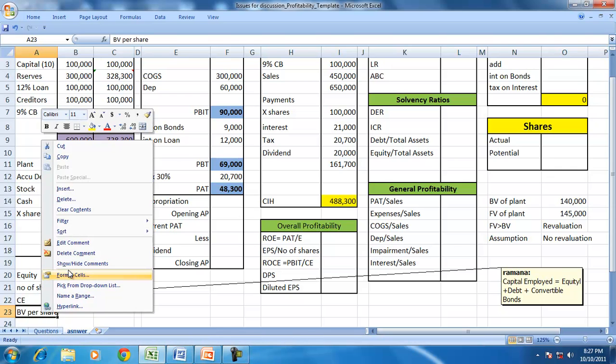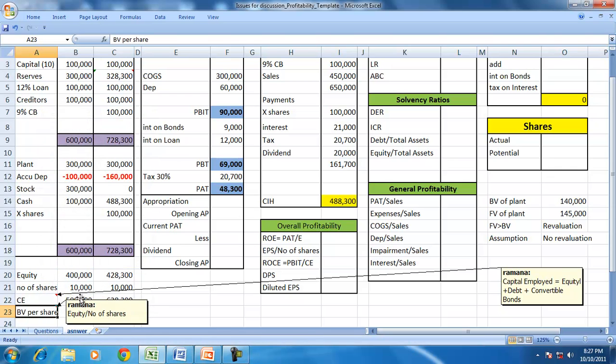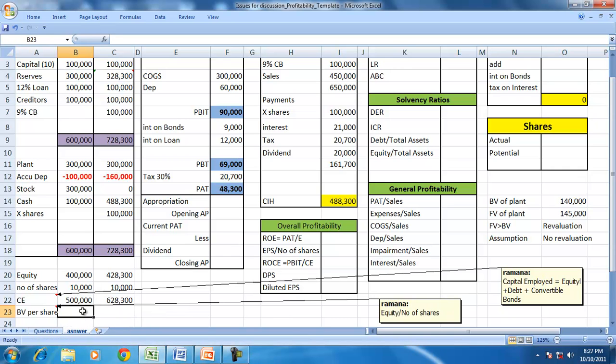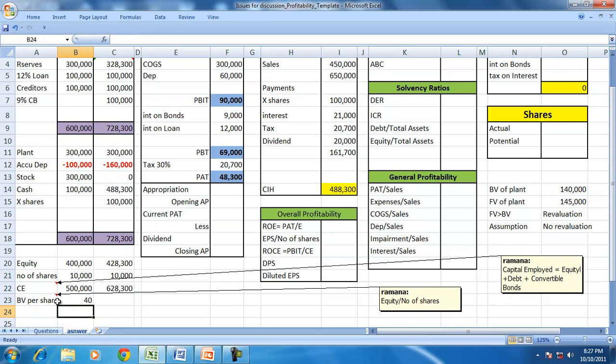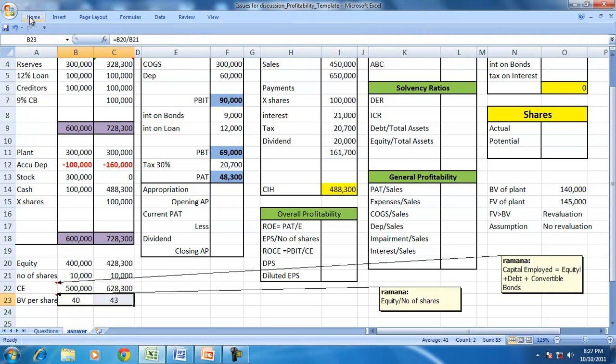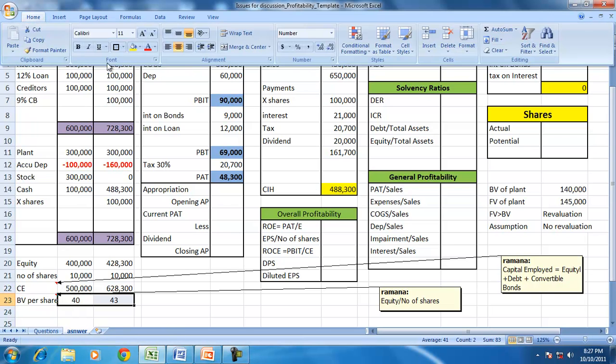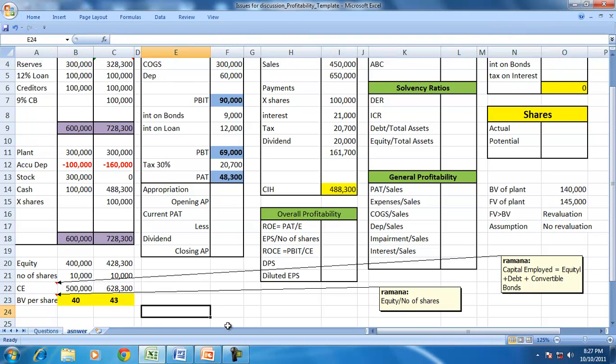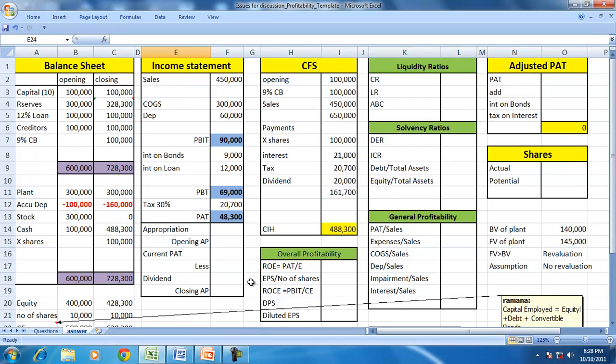The book value per share shows the equity per share. So equity we already calculated here, divided by 10, is the book value per share. So the book value per share shows the asset backup, or assets minus liabilities, available for the shareholders. We'll use the book value per share later in one of our sessions.